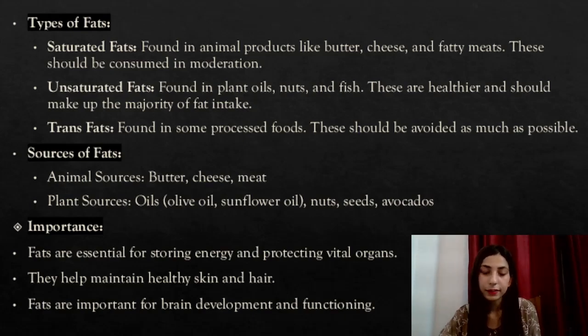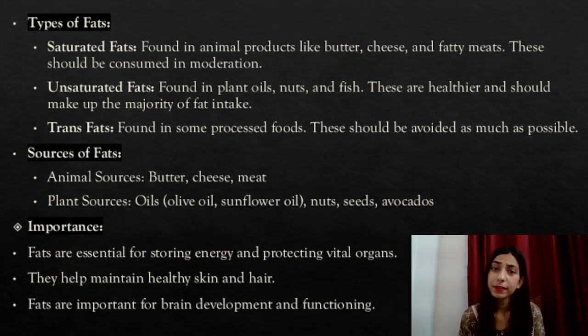Then sources of fats: animal sources and plant sources. So animal sources: butter, cheese, meat. Plant sources where you have oils, as in olive oil, which is a very healthy alternative to refined oil. Then you have sunflower oil. Then you have nuts, seeds, avocados.